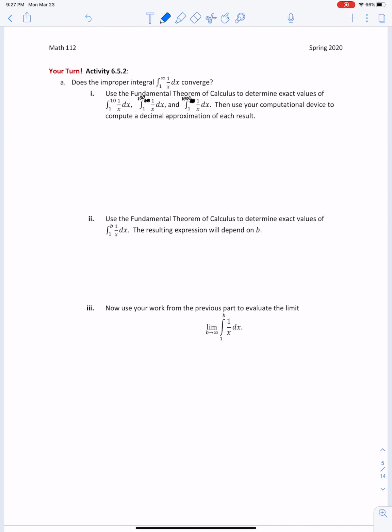Welcome back. I'm going to go ahead and give you the overall answers to the convergence questions that you were investigating in activity 6.5.2. For the first question, you investigated the convergence of the integral of 1 over x on the infinite interval from 1 to infinity, and this does not converge.